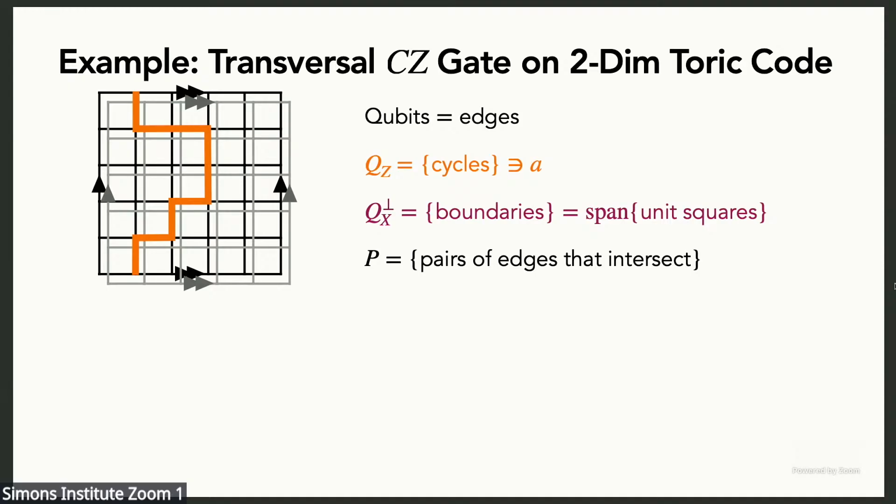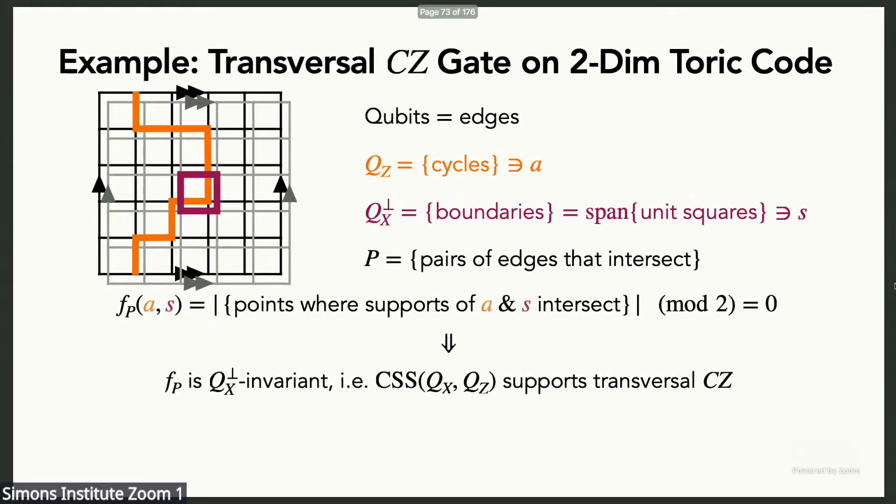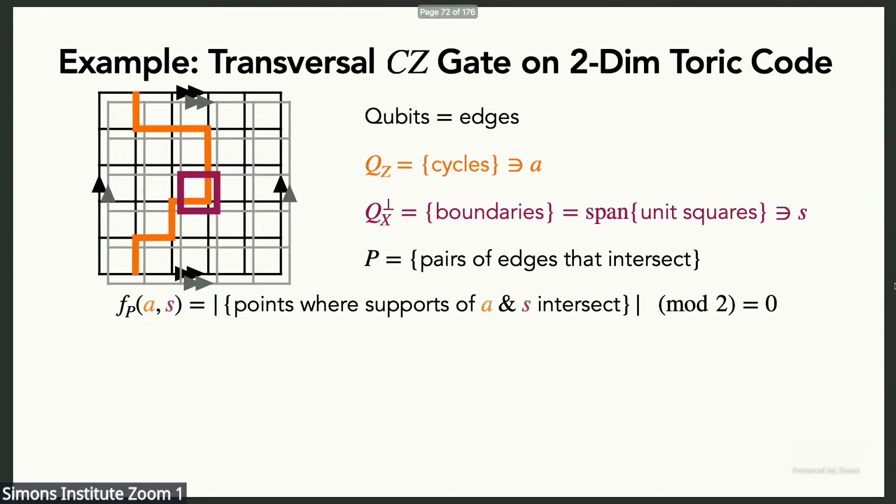And if we now look at any cycle A on our first code and any boundary S in our second code, then by definition, FP of A comma S is the number of points, mod 2, where the support of A intersects the support of S. And you can see that this will always be 0. So why is this always 0? Well, in this picture, it's 2, which mod 2 is 0.